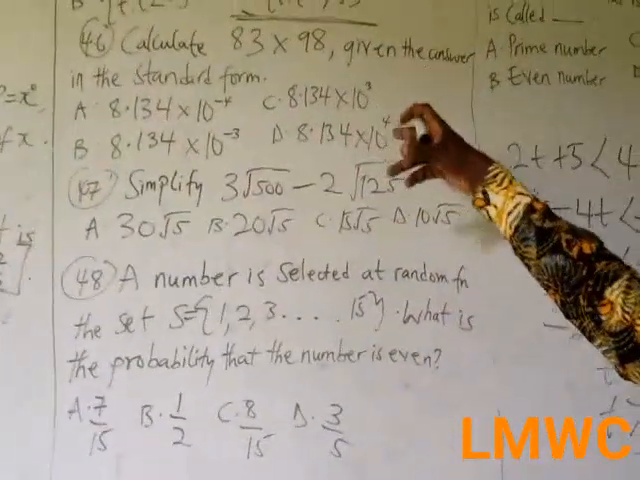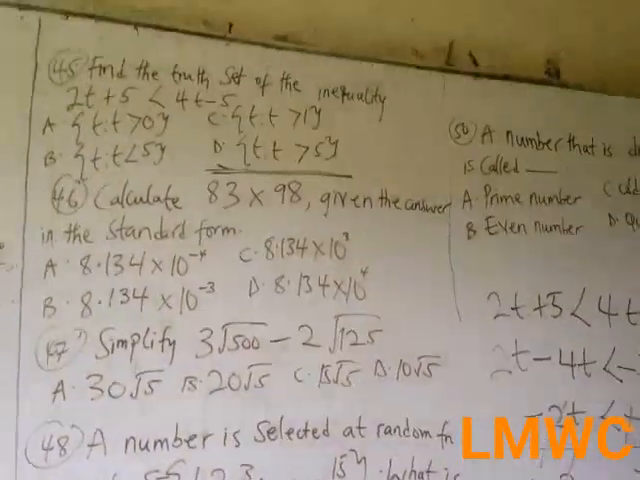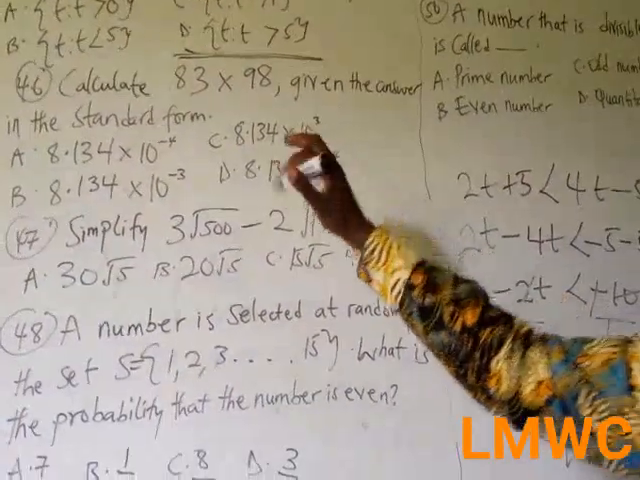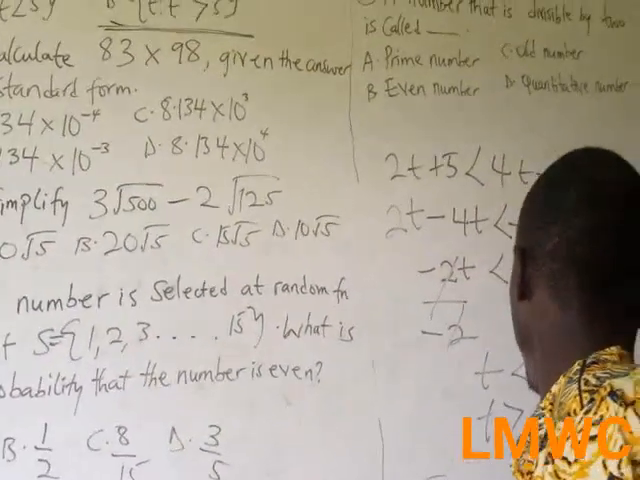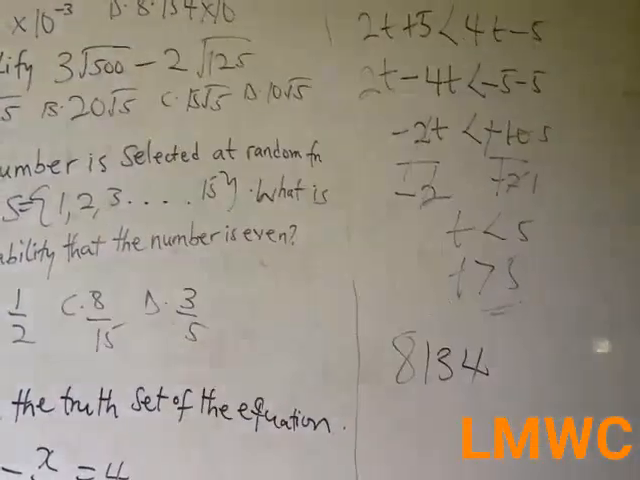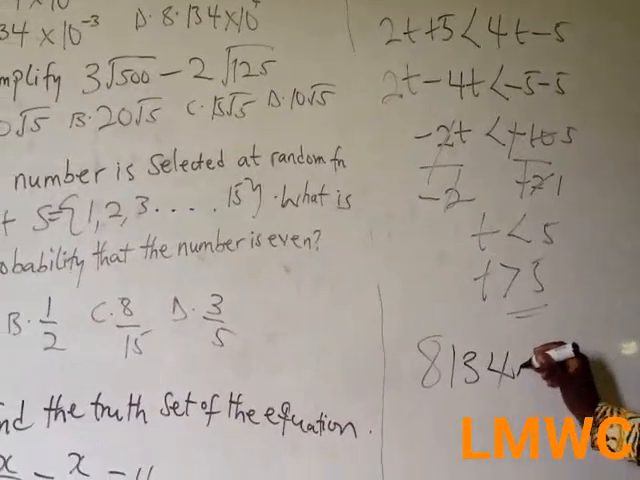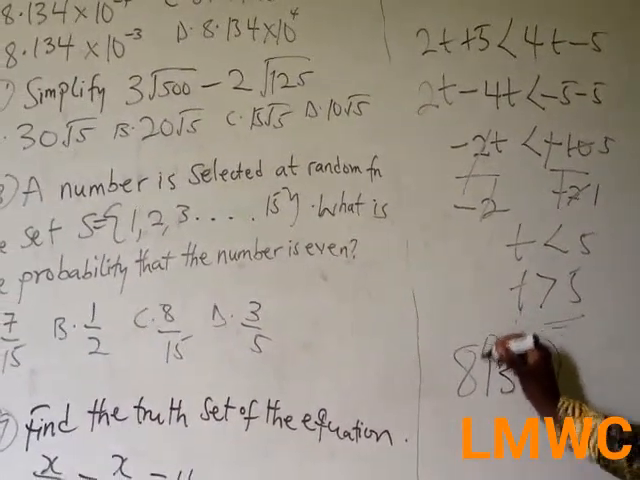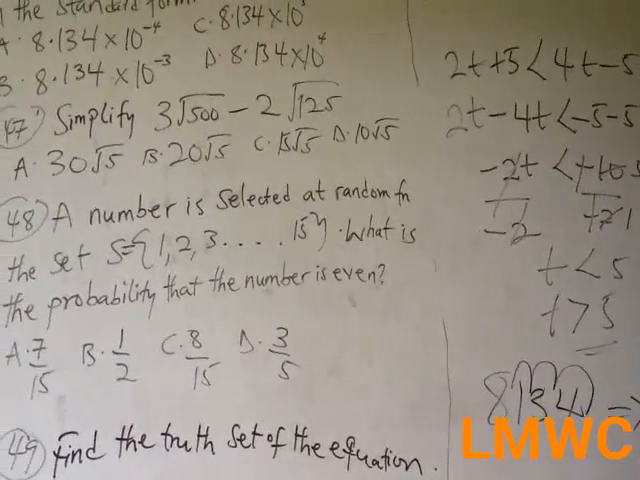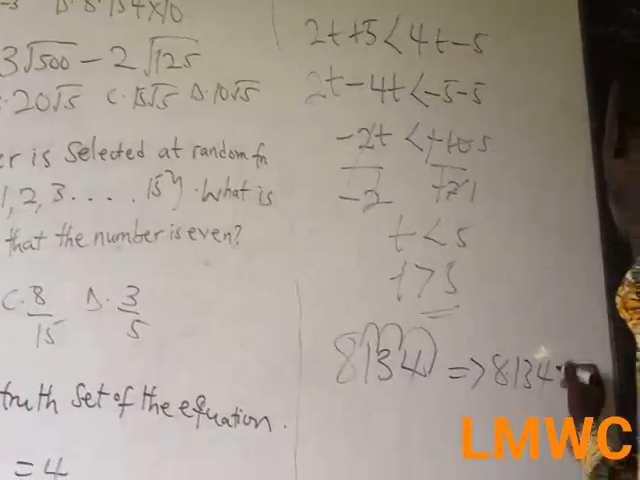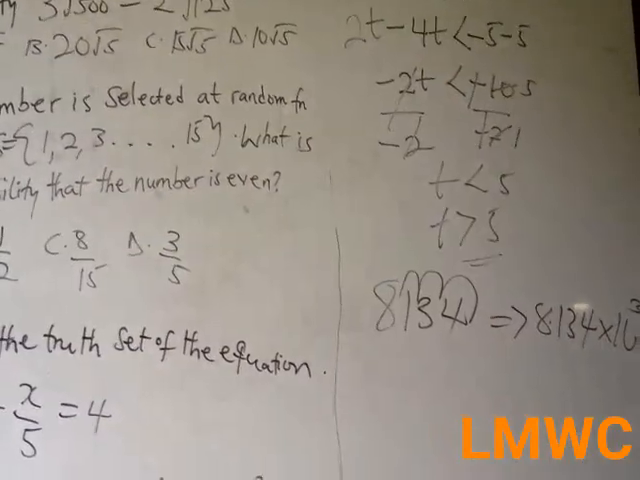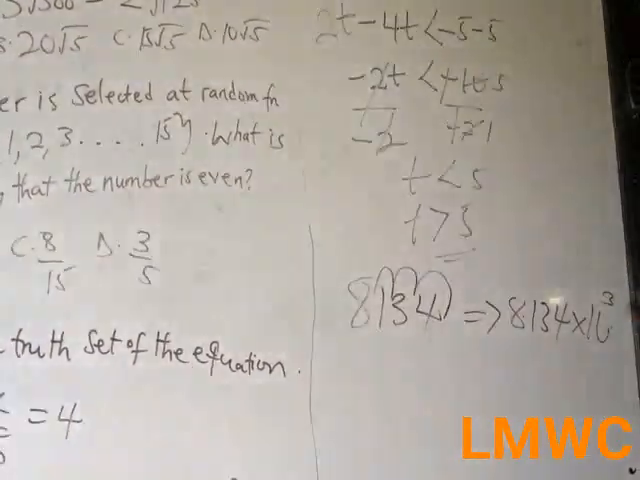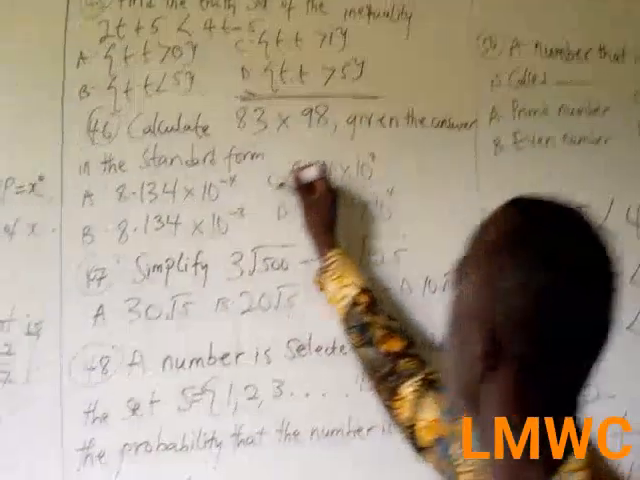Calculate 83 times 98, giving the answer in standard form. So now, if you multiply this by this, you will get 8134. To change this to standard form, you count your decimal place. So 1, 2, 3. So we have 8.134 times 10 raised to the power 3. Always, if you are counting to the left hand side, the power is positive. So we have C.